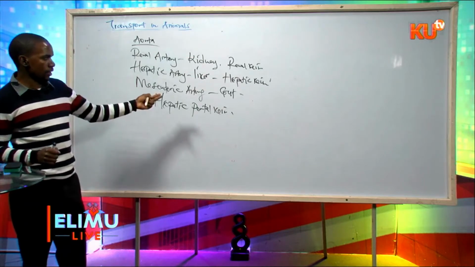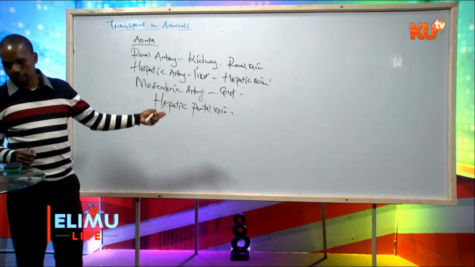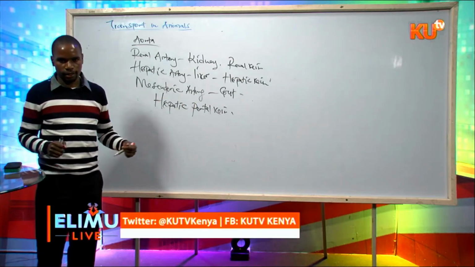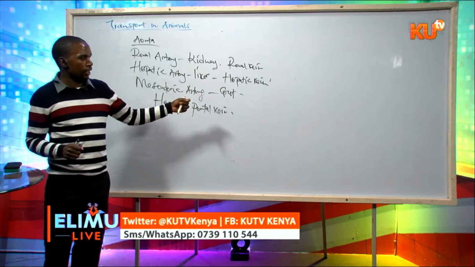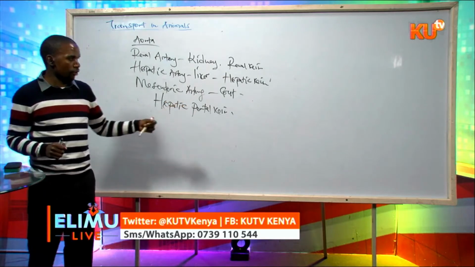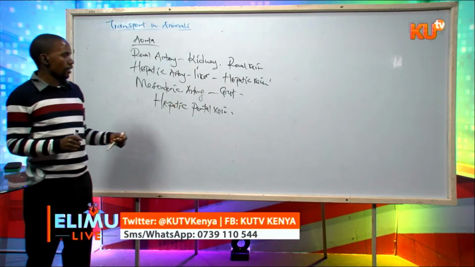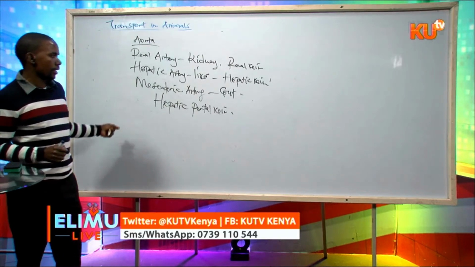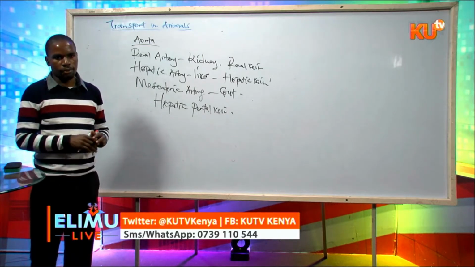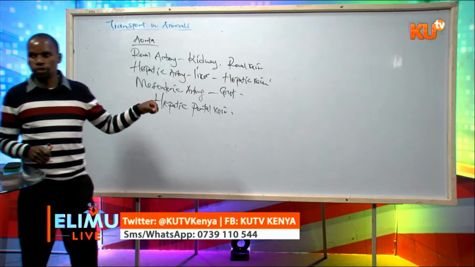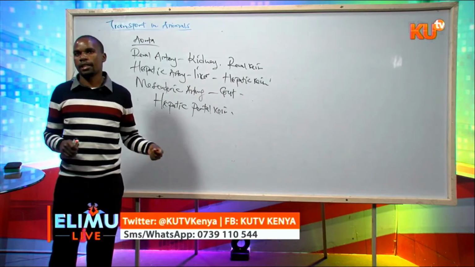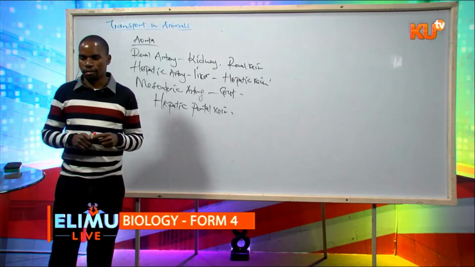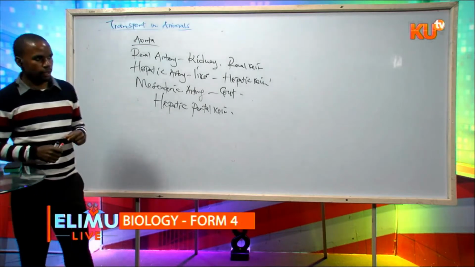For instance, we have talked about the left side of the heart, the left ventricle, having muscles that are thicker than the right side of the heart, and we have said that is to ensure that the blood is pushed to further sides of the body. So that is just part one.